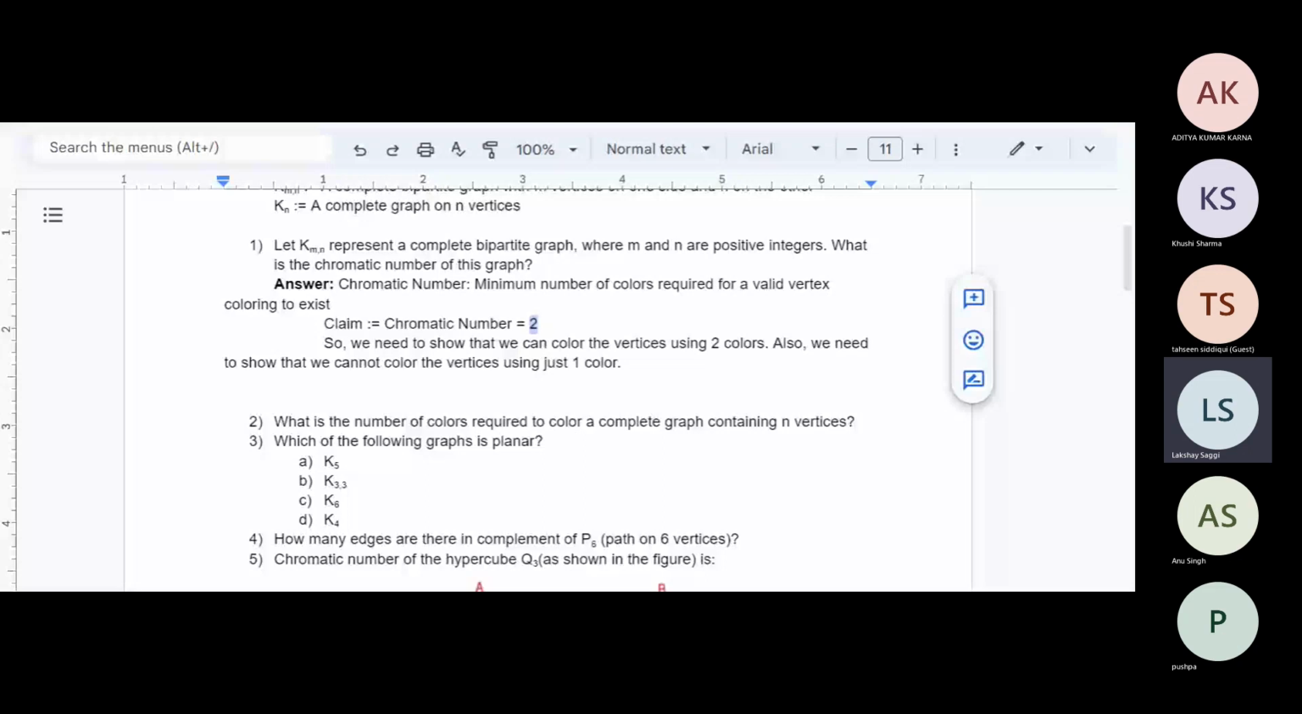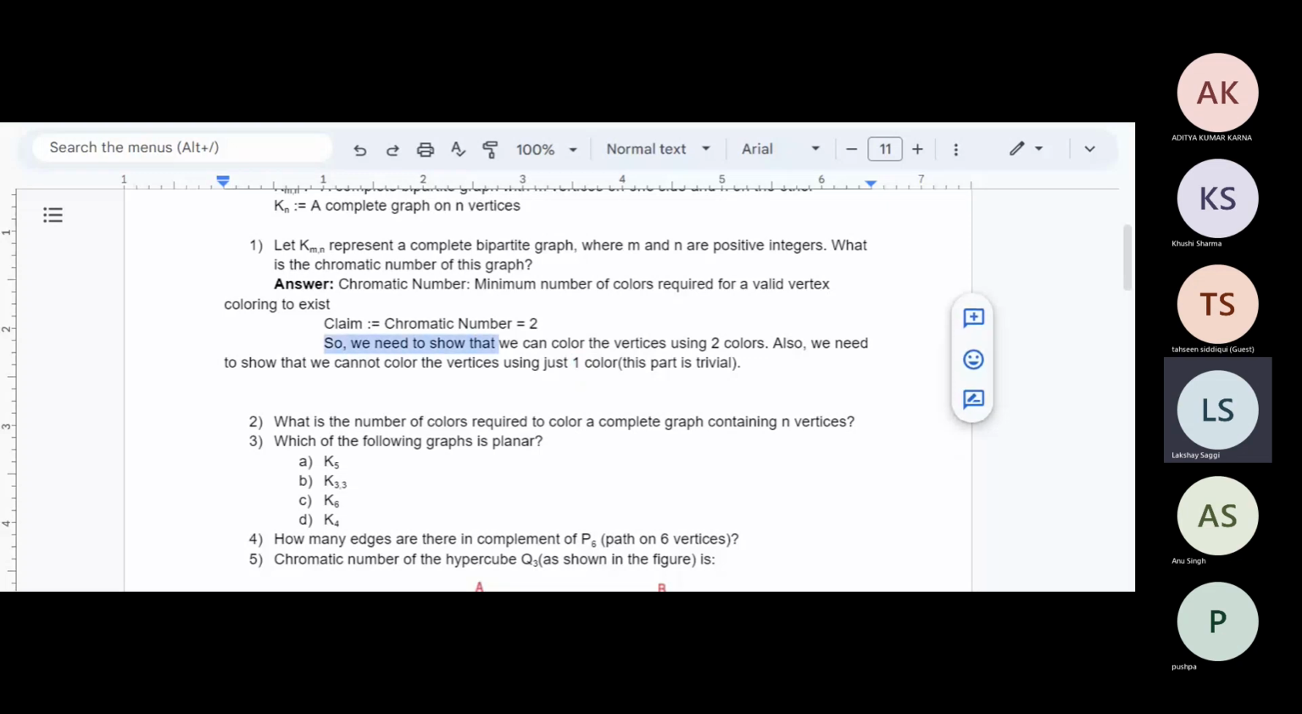I guess this part is trivial, that we cannot color the vertices using just one color, because if you just use one color, then every vertex will have the same color. So in that case, for any edge, both its endpoints will have the same color, so that won't be a valid coloring. Even if there exists one edge, both its endpoints will have the same color, and that's not a valid coloring. So I'll not write down what I just said since it's trivial.